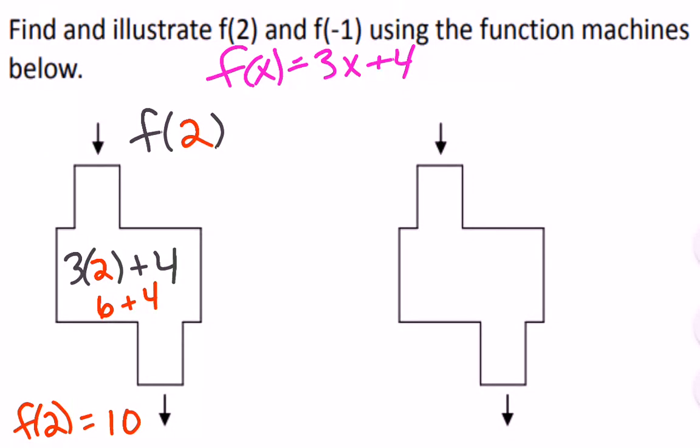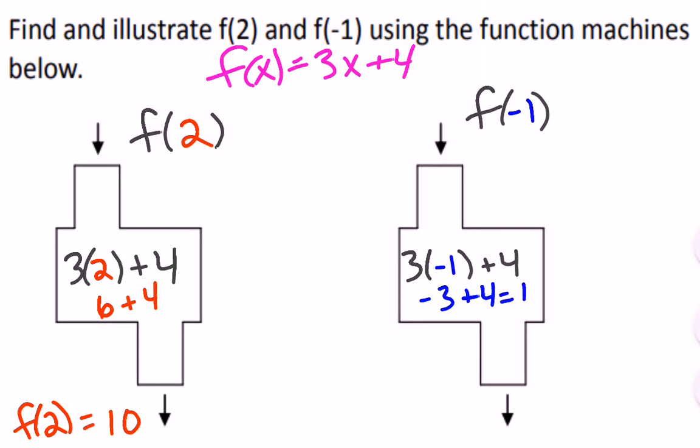If we want to do f of negative 1, that means we're going to substitute in negative 1 into my function where I had the x originally. So 3 times negative 1 would be negative 3, plus 4 gives me positive 1. So f of negative 1 equals positive 1.